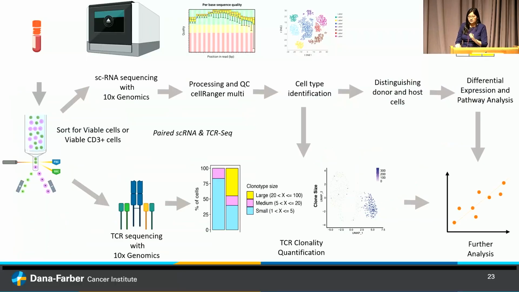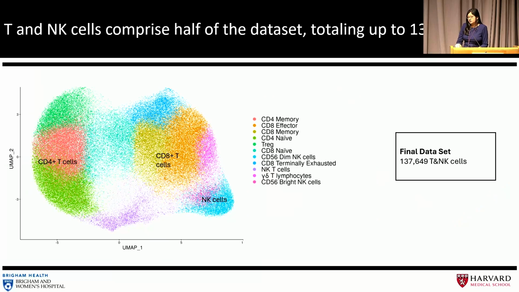So we sorted viable mononuclear and CD3 positive T cells, and then performed 5' single cell RNA-seq and TCR-seq with 10x Genomics. And using canonical gene expression profiles, we annotated different cell types, and then selected the T cells for further evaluation. Here is a snapshot of the final data set with 137,649 T cells and NK cells, but really the landscape is dominated by T cells, as you can see.